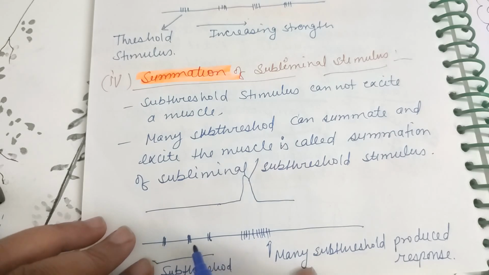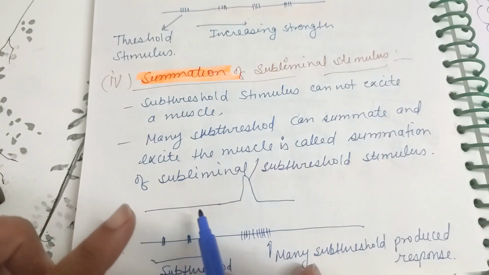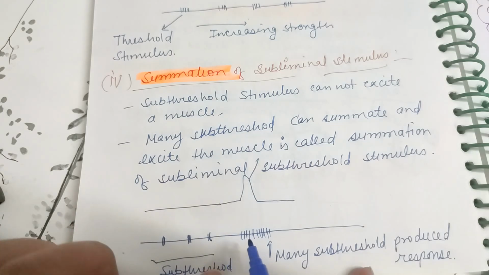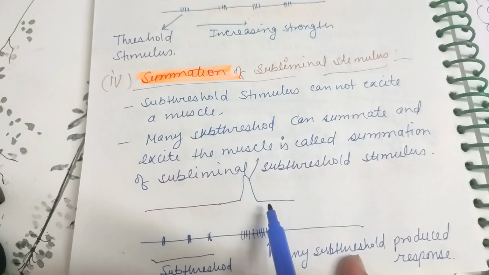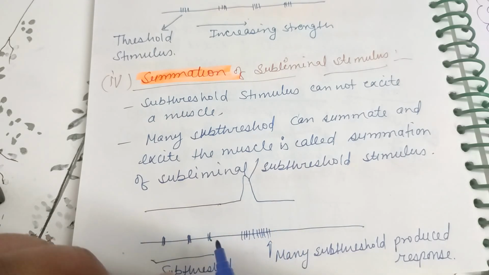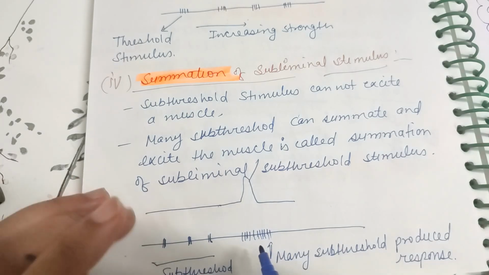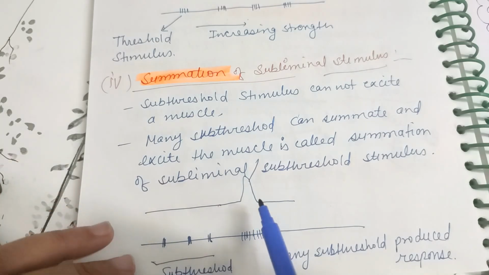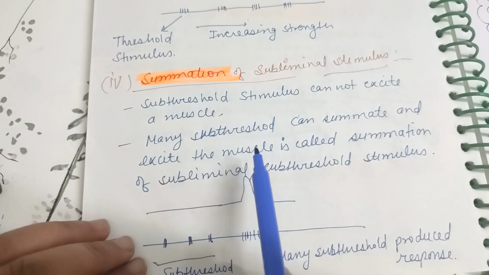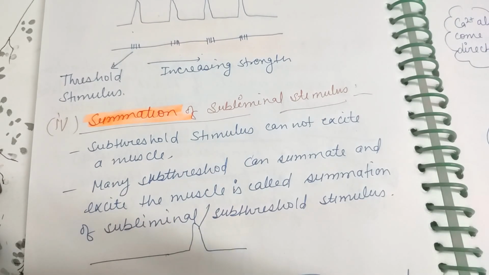Then these sub-threshold stimuli, which are not able to elicit any response, whenever given together in large number, are able to generate a response. So that is called summation of the subliminal or sub-threshold stimuli, right? So when many sub-threshold stimuli are given together, the muscle can respond. So that property is called summation of subliminal stimuli.